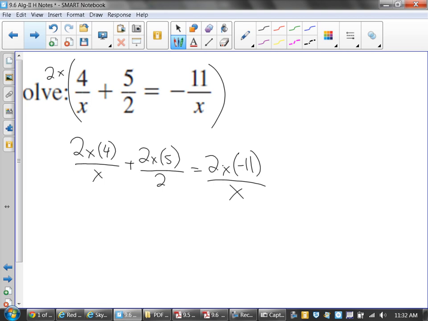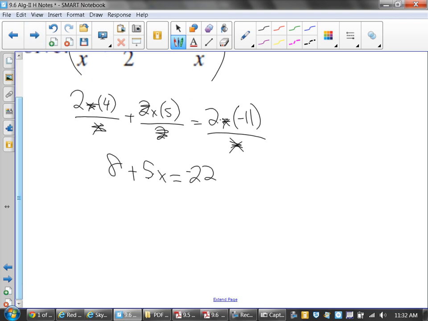What drops out in the first group? The x's go away. What's 2 times 4? 8. What drops out now? What's 5 times x? And what drops out? What's 2 times negative 11? Fractions went away. Okay? They have disappeared. Winds up as a very simplistic 2-step equation. 5x equals negative 30, x is negative 6.